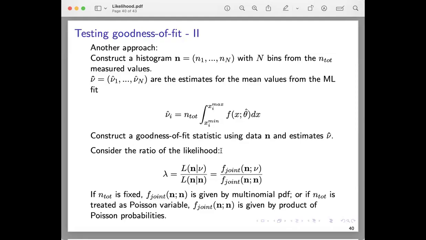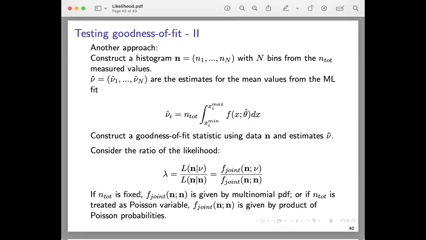likelihood ratio. The likelihood ratio lambda is the ratio of the likelihood of getting n given expected nu, over the likelihood of getting n given expected n events. This likelihood is nothing but the joint PDF of getting the n events given we expect to have nu events.